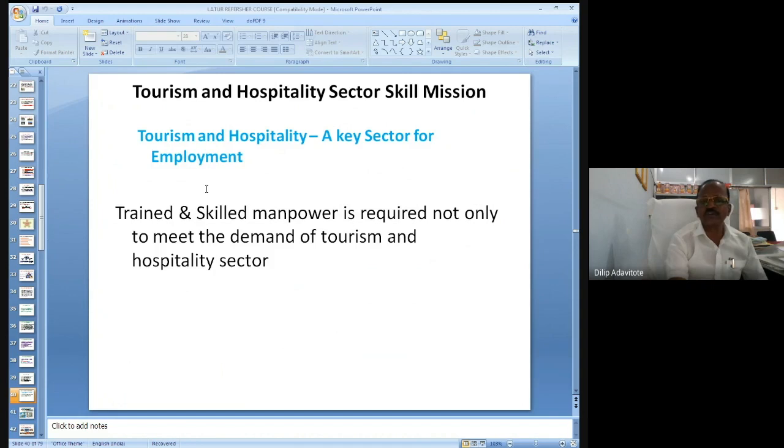And most important, tourism and hospitality is a key sector for employment where a skill mission is required. Trained and skilled manpower is required not only to meet the demand of the tourism and hospitality sector, but for the overall development of the nation. We need skilled employment, and therefore, through this new education policy, the government is insisting that we give students training in one skill or another, and they earn credit. For that purpose they built the Academic Bank of Credit. It is on a platform now.